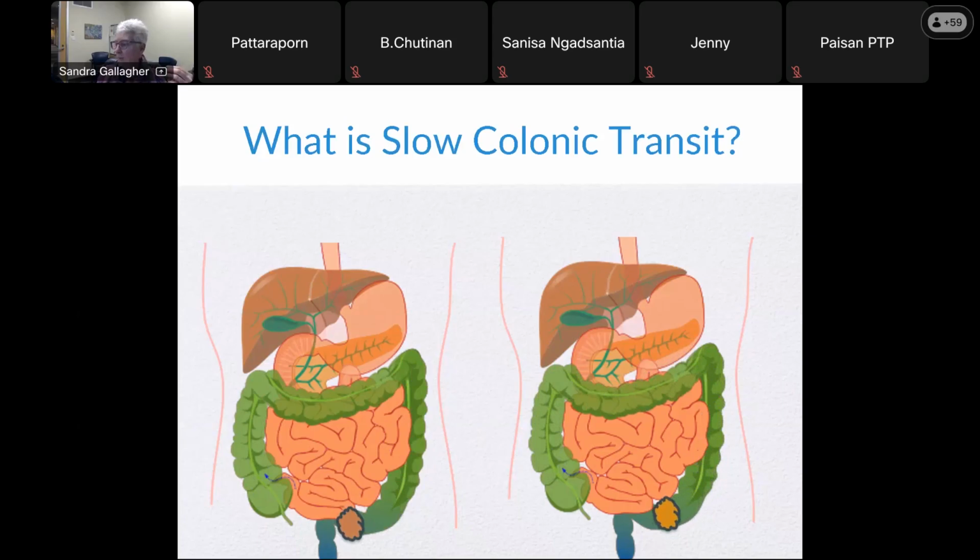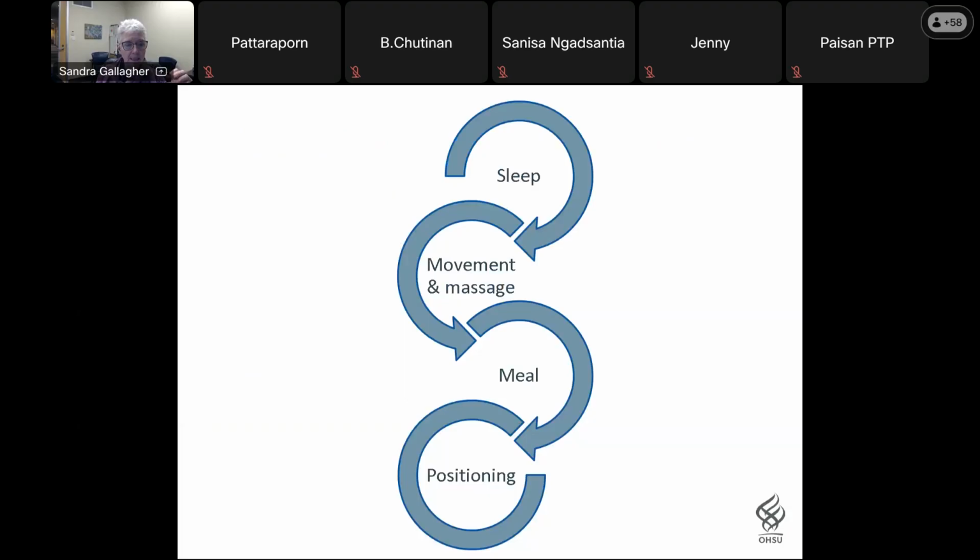And so some of the things that we are trying to do is the goal to help move that stool more quickly through the colon, because if it moves more quickly through the colon, it is less dried out. We talked about sleep, movement, and massage when people eat their meal, and then positioning.